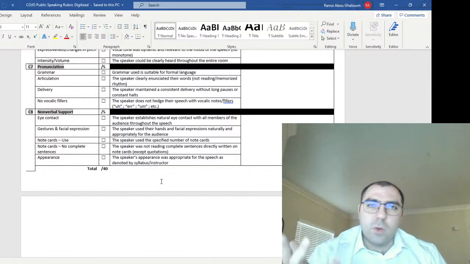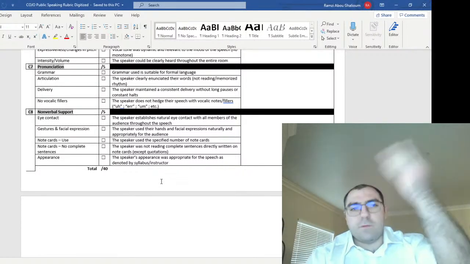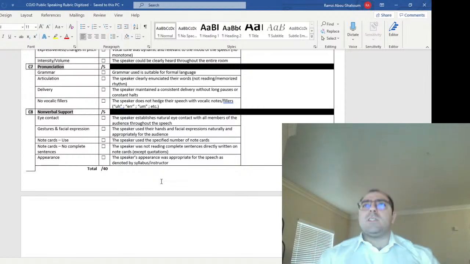Note cards, you can use note cards, just don't be reading off your note cards, is really the only thing, and don't have them stuck in front of your face. And then appearance, if you see I'm wearing a button down, you don't have to wear a button down. Anything with a collar is fine when you give your speeches.